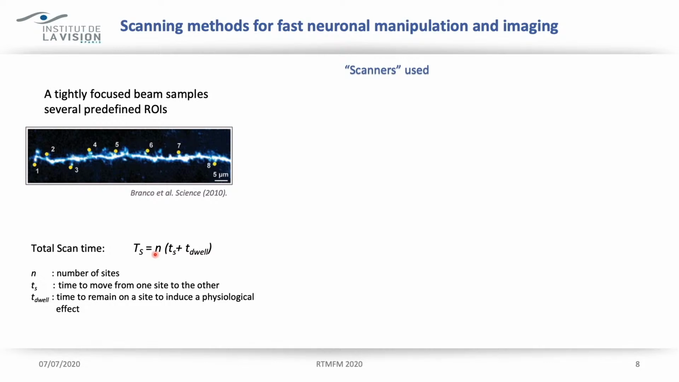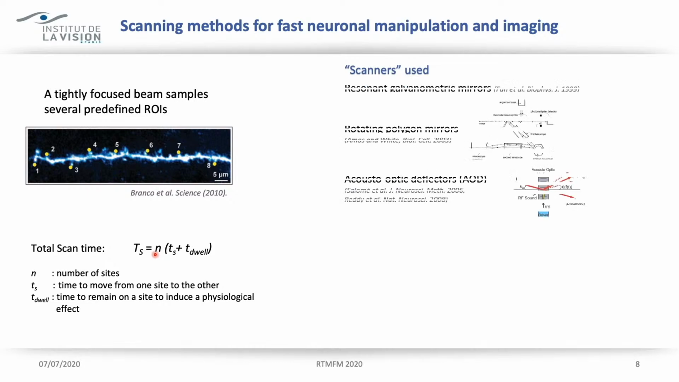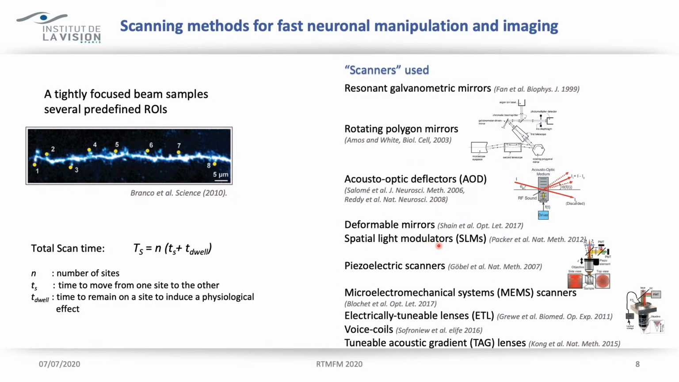To decrease the time to move from one site to the other and achieve kHz rates, especially for imaging, researchers have used other types of scanners such as resonant galvanometric mirrors, rotating polygon mirrors, and acousto-optic deflectors. The latter was also used successfully for rapid displacements of the beam in the axial direction, although the optical system gets quite complex in that case. Other components capable of rapidly varying the axial position of a tightly focused beam include deformable mirrors, spatial light modulators, piezoelectric scanners, MEMS scanners, electrically tunable lenses, voice coils, or tunable acoustic gradient lenses.